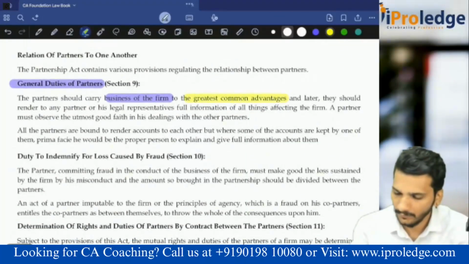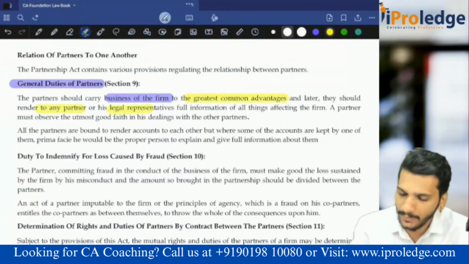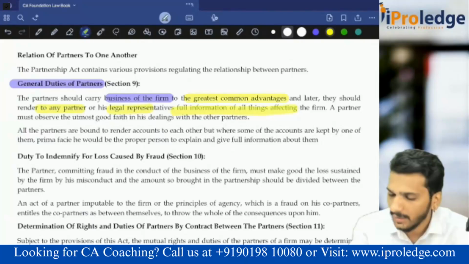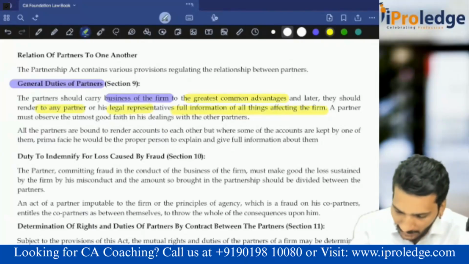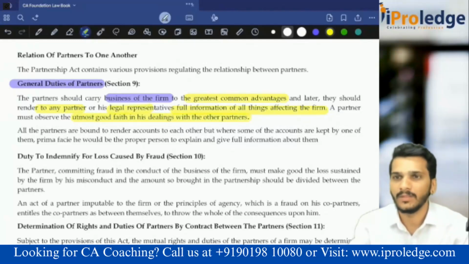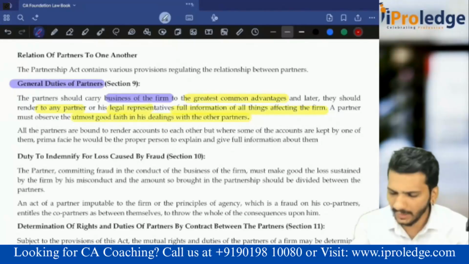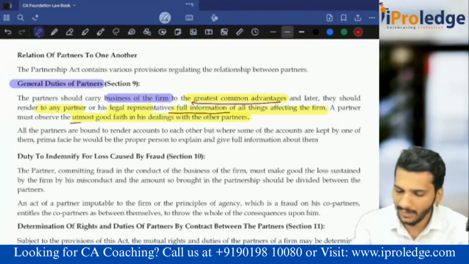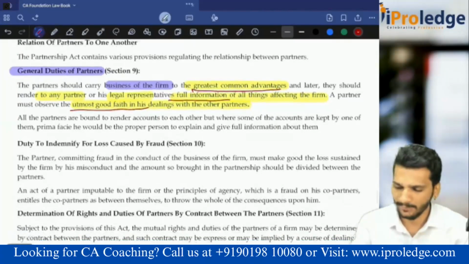And they should render to any partner or their legal representative the full information of all the things affecting the firm, and everybody must act in the utmost good faith in the dealings of the partnership firm. 3 things. One is act according to the greatest common advantage, render the complete information, and act according to the utmost good faith, full maximum good faith that is possible.